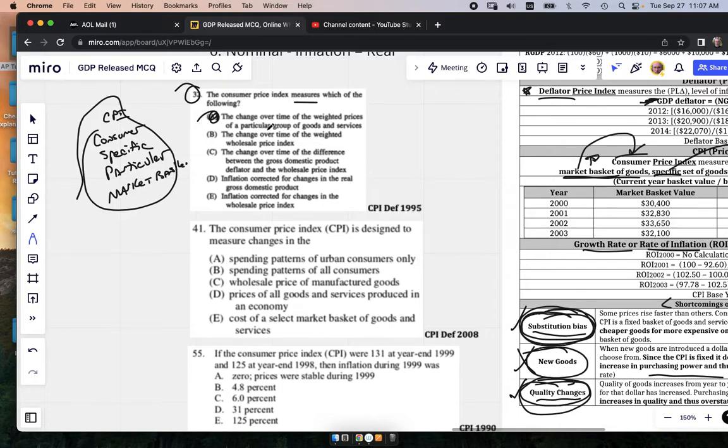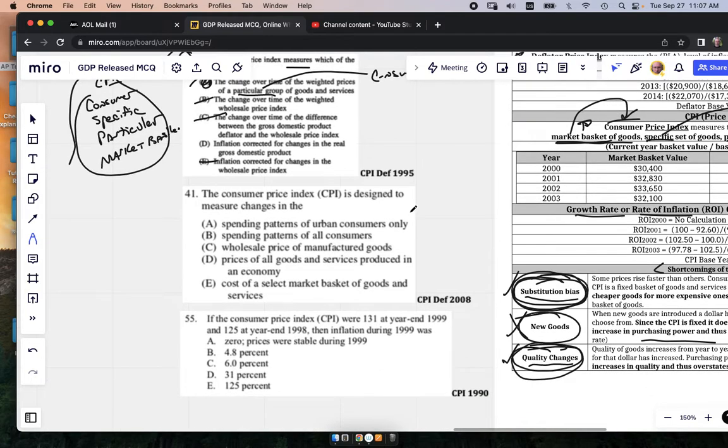Change over time of the prices of a particular group, particular meaning consumer. Easy enough. We don't talk anything about wholesale. There's an index for wholesale goods, but we do nothing with that. So no wholesale, and I don't know how to think about that. The Consumer Price Index is designed to measure.